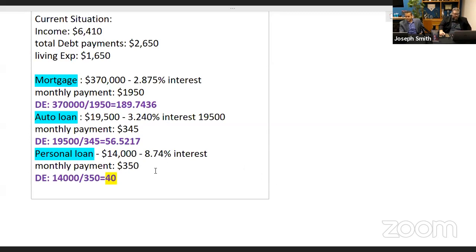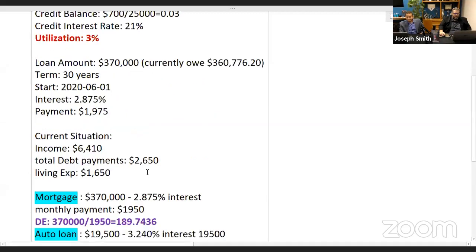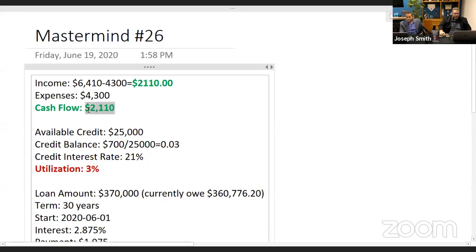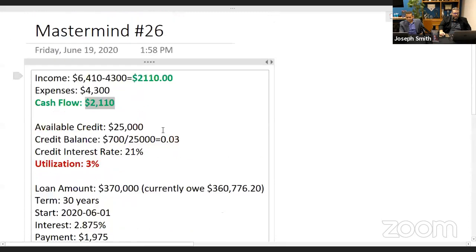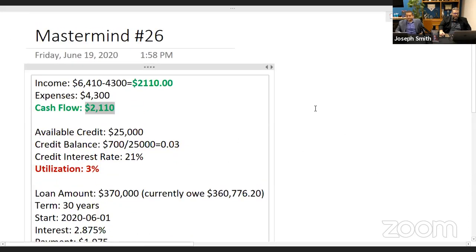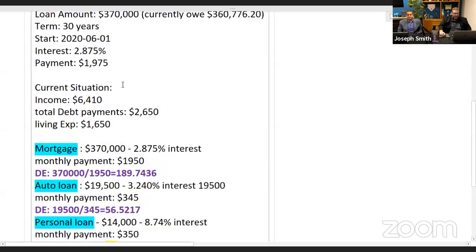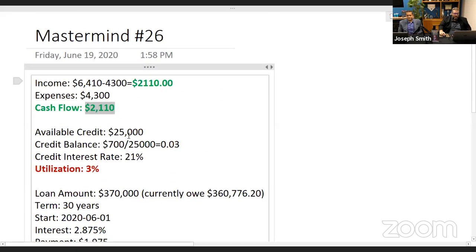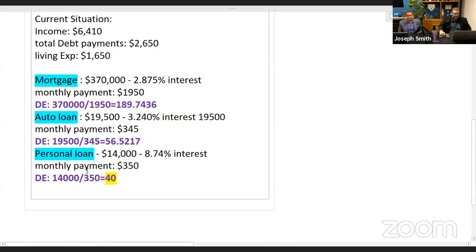Good job, Raul. So let's go up here. We have $2,110 of cash flow. So how does that all work? Well, we take our line of credit. Here's our line of credit, our $25,000. And what are we going to do? Well, we're going to rack it up with a big portion of this debt, right?